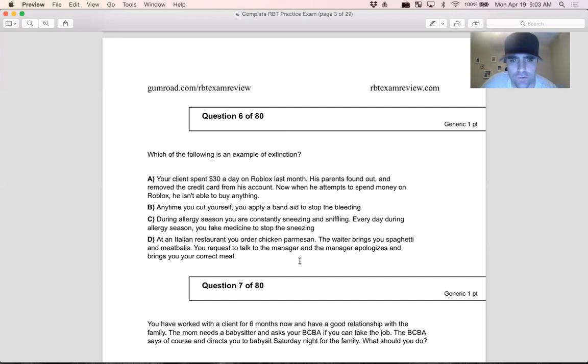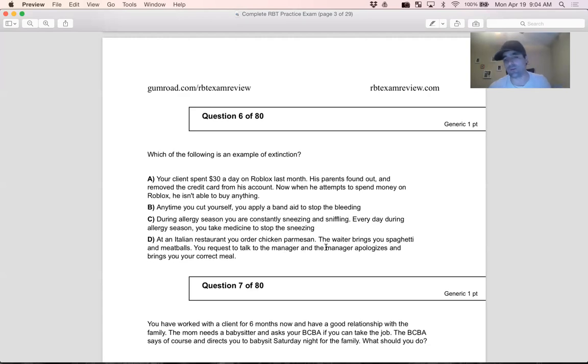At an Italian restaurant, you order chicken parmesan. The waiter brings you spaghetti and meatballs. You request to talk to the manager, and the manager apologizes and brings you your correct meal. Okay, no extinction here, right? I mean, if you wanted to break it down, right? You see the spaghetti, it's wrong. You talk to the manager. Manager apologizes. He brings you a correct meal. Okay, there's no extinction going on.